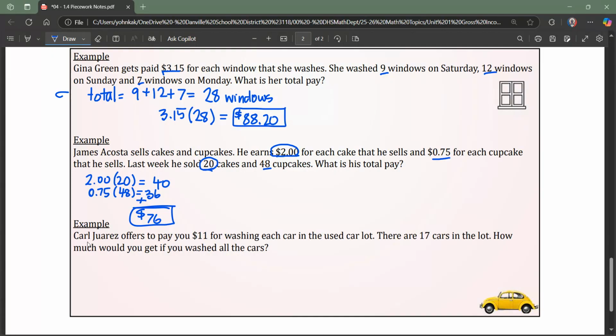All right, last one. Carl Juarez offers to pay you $11 for washing each car in the used car lot. There are 17 cars in the lot. How much would you get if you washed all the cars? Oh, look, there's my car. You would take how much you get paid per car, $11, and multiply it by how many cars are on the lot, 17. Carl would earn $187 from washing cars.